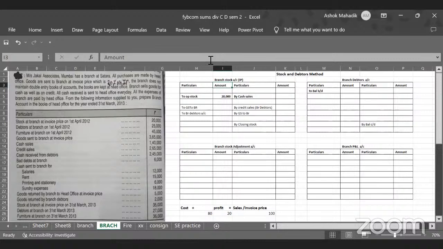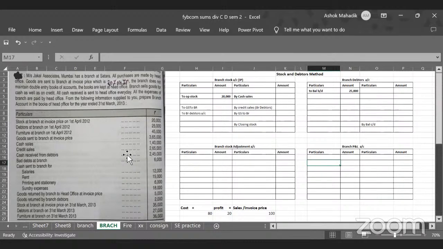The first thing given was opening stock at invoice price. Opening stock we record on the debit side, to opening stock, value is 20,000. Then they have given us debtors balance, so it will be on the debit side in debtors account, 25,000. Next, furniture at branch. In stock and debtors method, we don't record opening and closing balance of furniture. We only record depreciation, and that also in the P&L account. So don't record opening balance of furniture in this method.